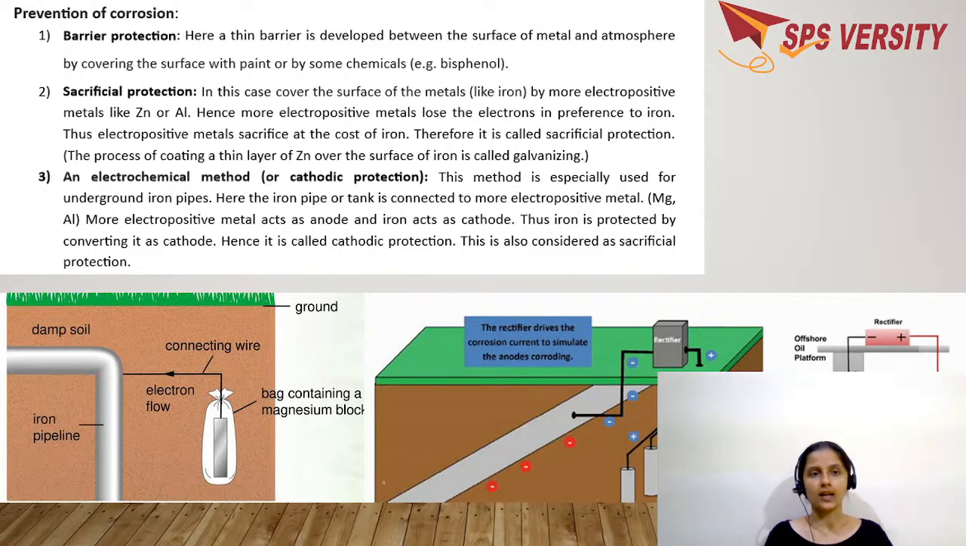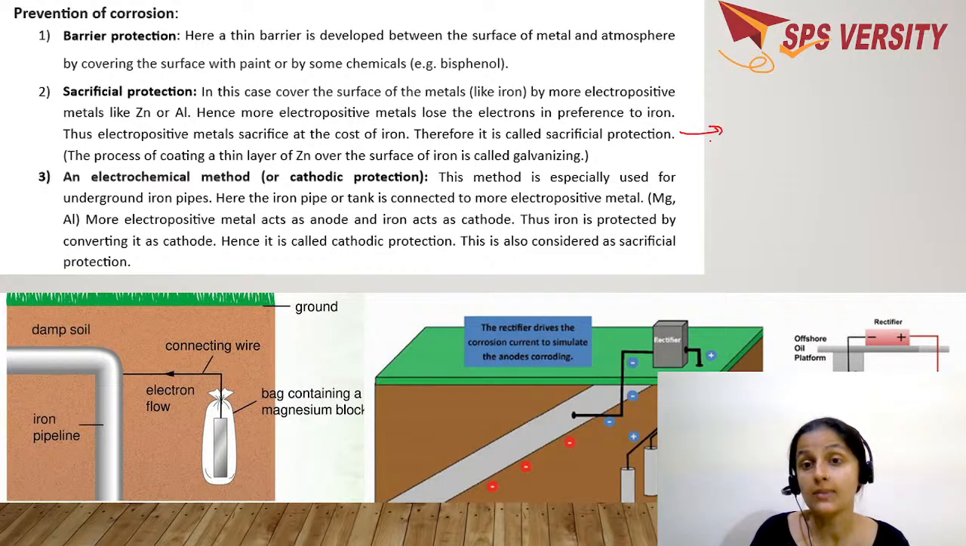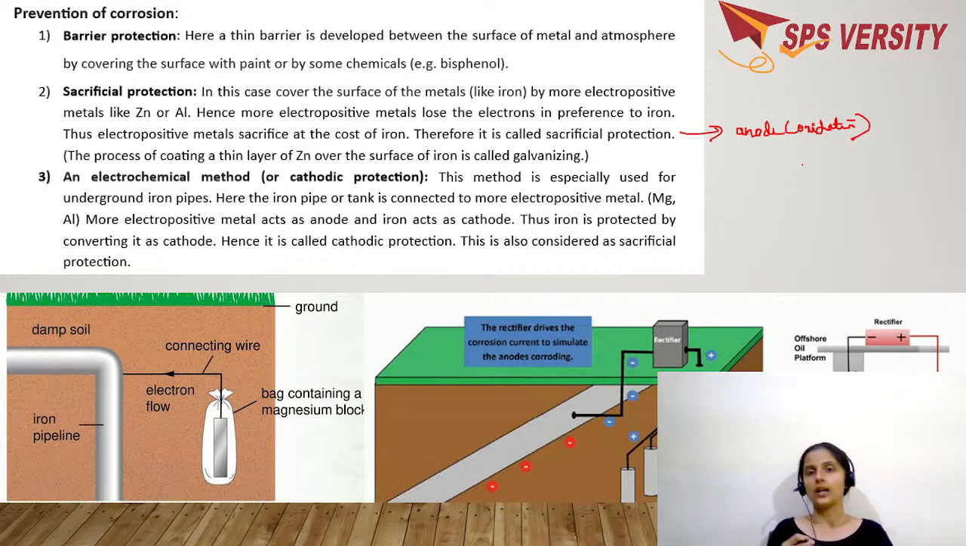The second one is sacrificial protection. The reaction starts when iron behaves as anode and oxidation happens. If you prevent the iron from acting as anode, or if you make it cathode, then the reaction may not happen. So what do you have to do? You have to coat the surface of iron with more electropositive metals like zinc or aluminum. Do you get that? This is called galvanizing.